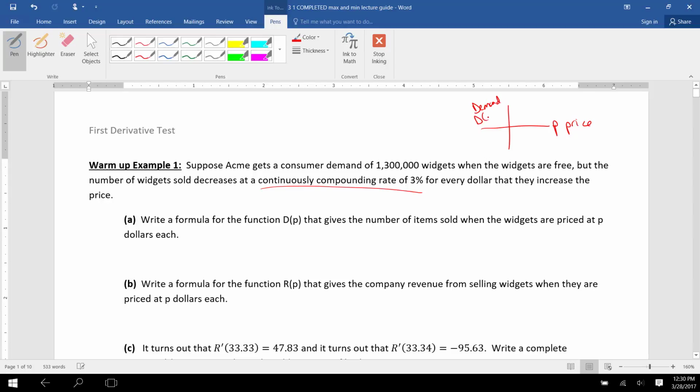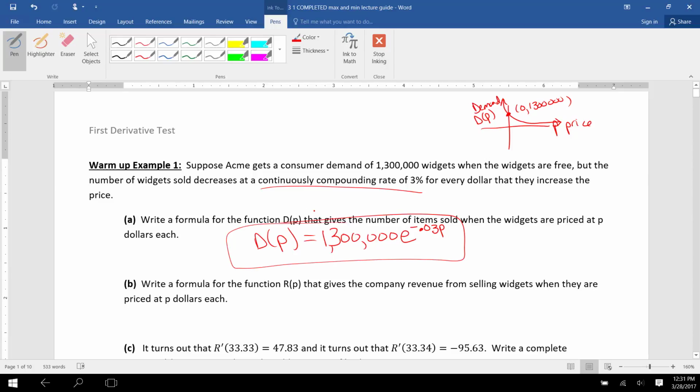D of P, and they're telling us that we have a point, input a price of 0, output 1,300,000 sold, and that it's decreasing at a continuously compounding rate of 3%, which means it's an exponential function, a decreasing exponential function. So we know that our exponential function has y-intercept 1,300,000. It's decreasing at a continuously compounding rate of 3%, so it's e to the negative 0.03 p. There's our demand function. It asks us now to write a formula for revenue.